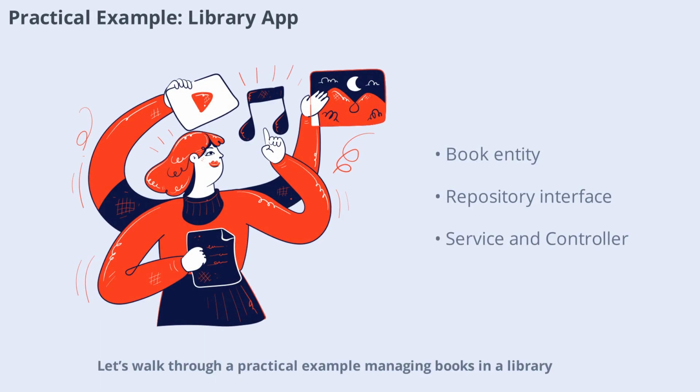Let's walk through a practical example, managing books in a library. We'll define a book entity, create a repository interface, implement a service class for business logic, and build a controller to handle HTTP requests. This example demonstrates how Spring Data JPA, JPA, and Hibernate work together in a real-world application.